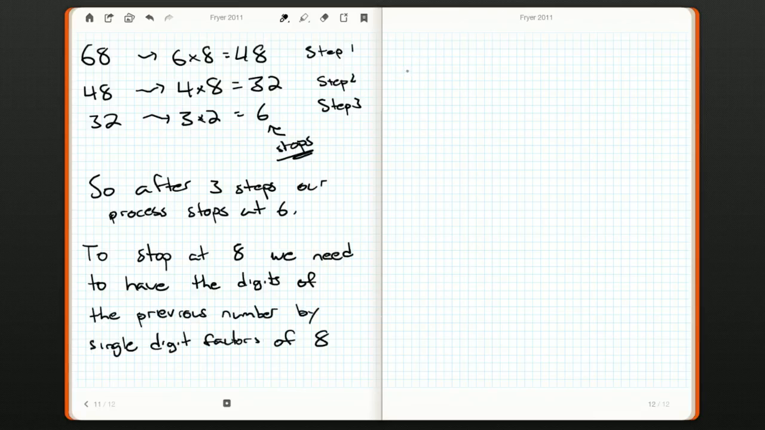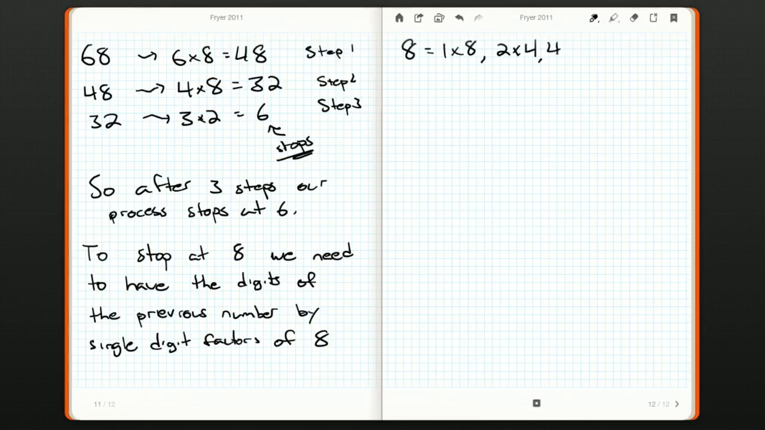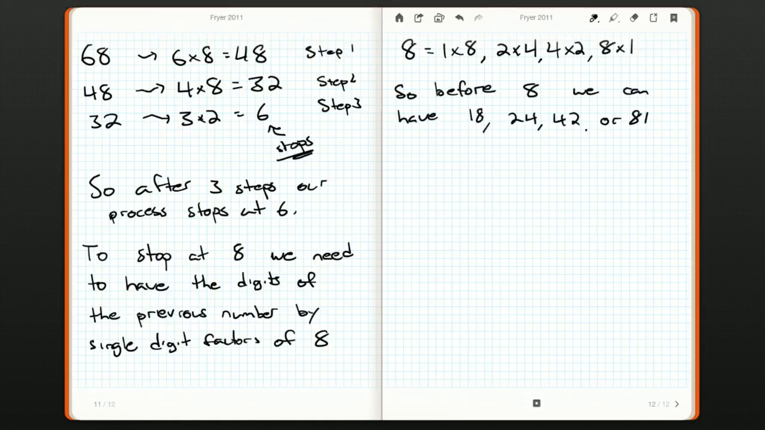So we need single-digit factors of 8. This is important because if we were to do like 22 or something, we couldn't have 2 times 11. Because otherwise, what's our two-digit number that gave us the 2 and the 11? Makes no sense. So we need single digits. So 8 can be either 1 times 8, 2 times 4, 4 times 2, or 8 times 1. So before 8, we can have 18, 24, 42, or 81. So each of these stops after 1 step at 8.